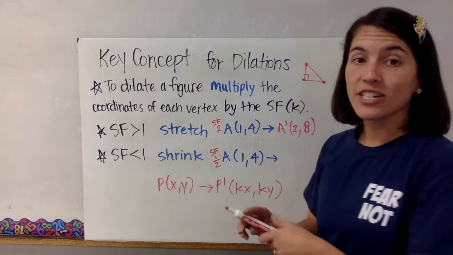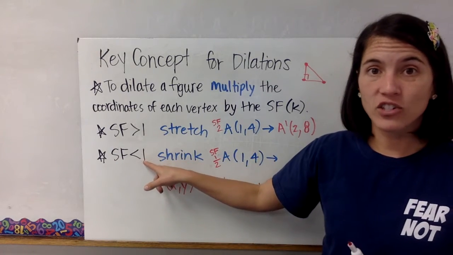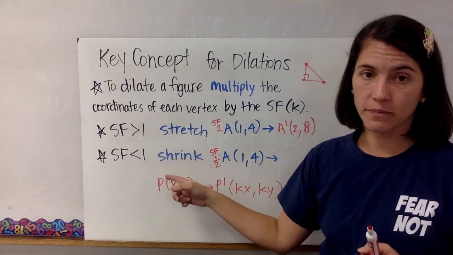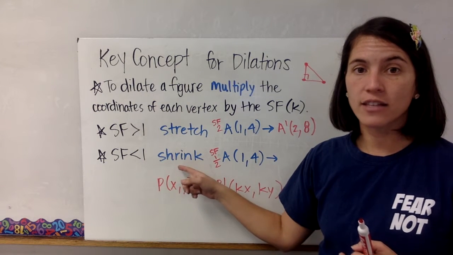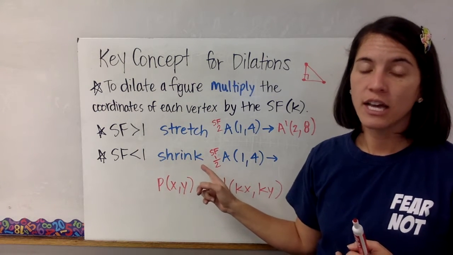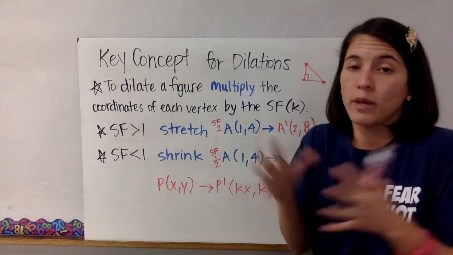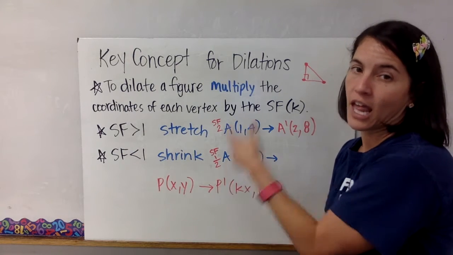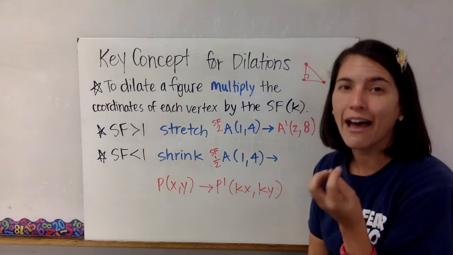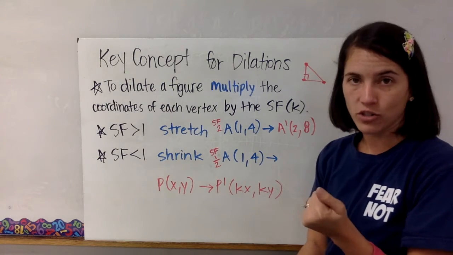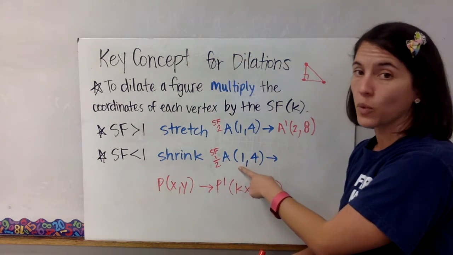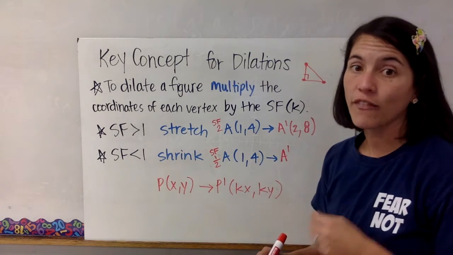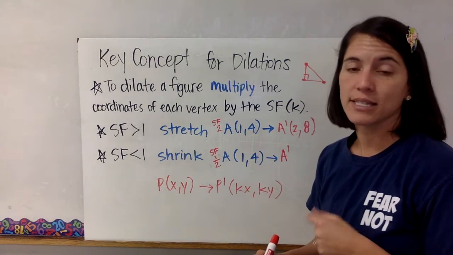If the scale factor is less than 1, that's a shrink, a reduction. The dilation is going to be smaller. The new image is going to be smaller. So for example, if the scale factor is 1/2, that means your new image should be half the size of the original. So if you have a point (1, 4), and you are going to dilate it by a scale factor of 1/2.